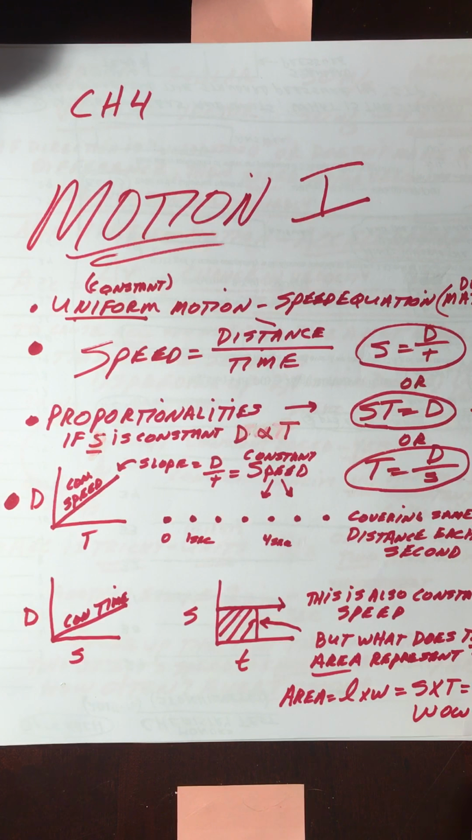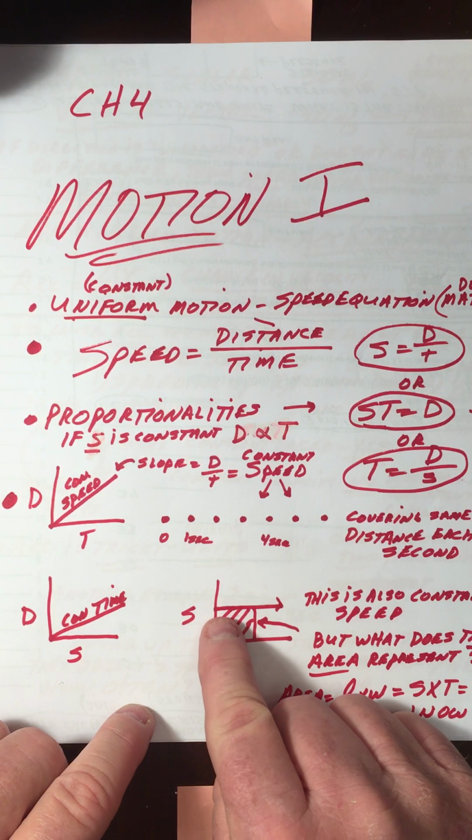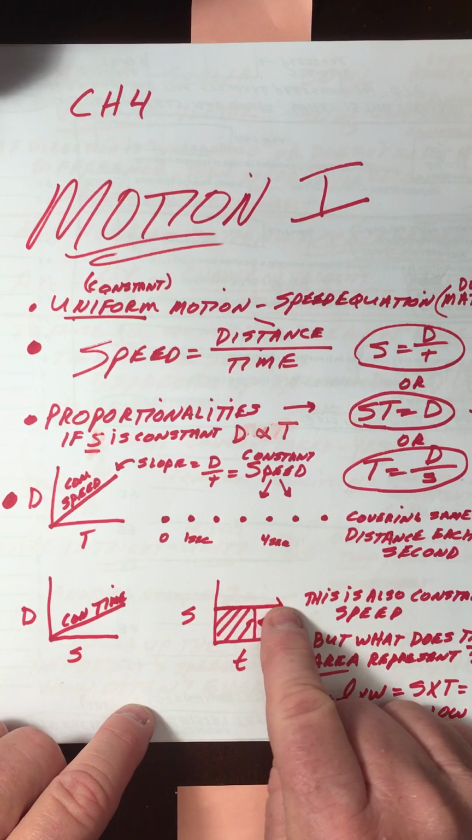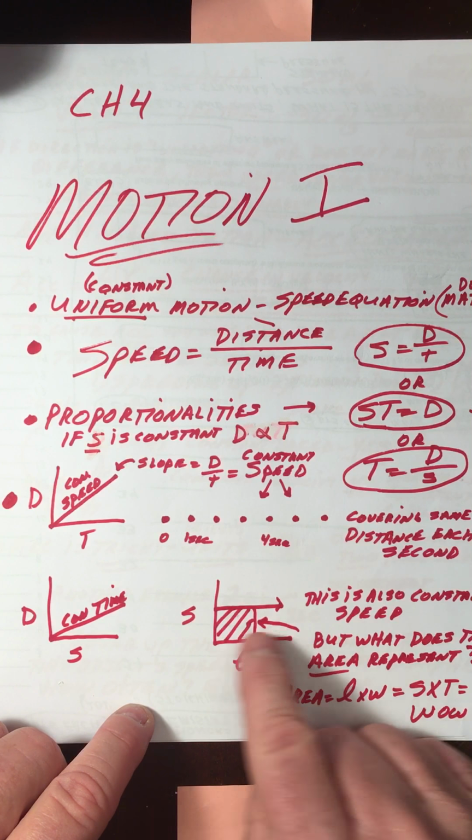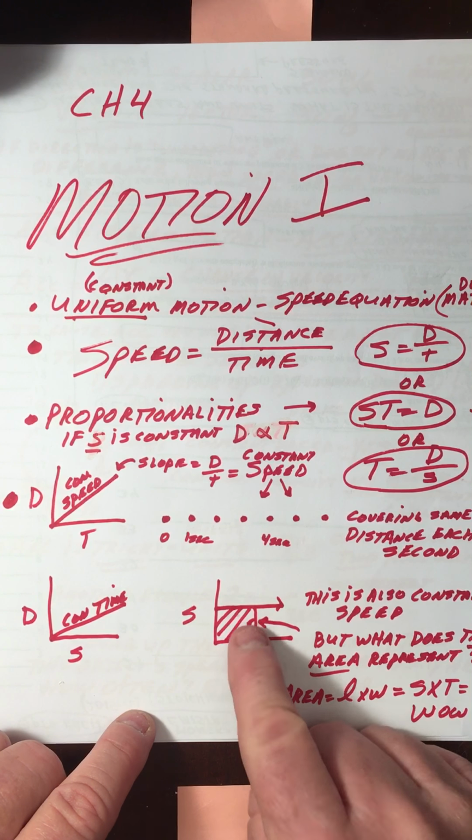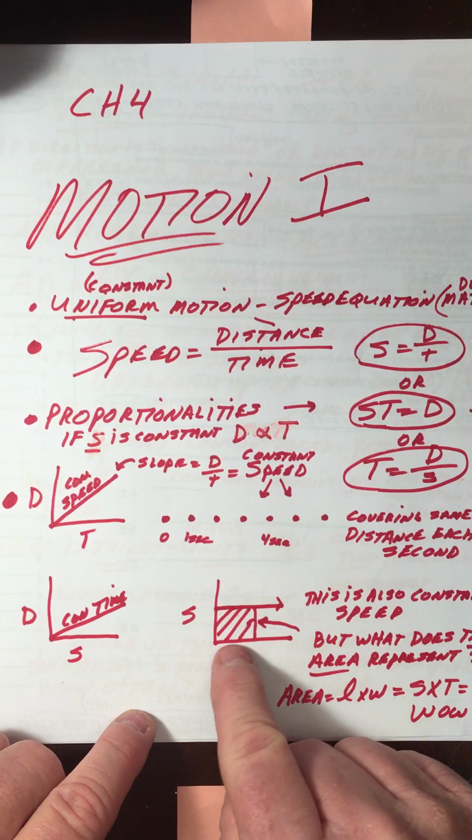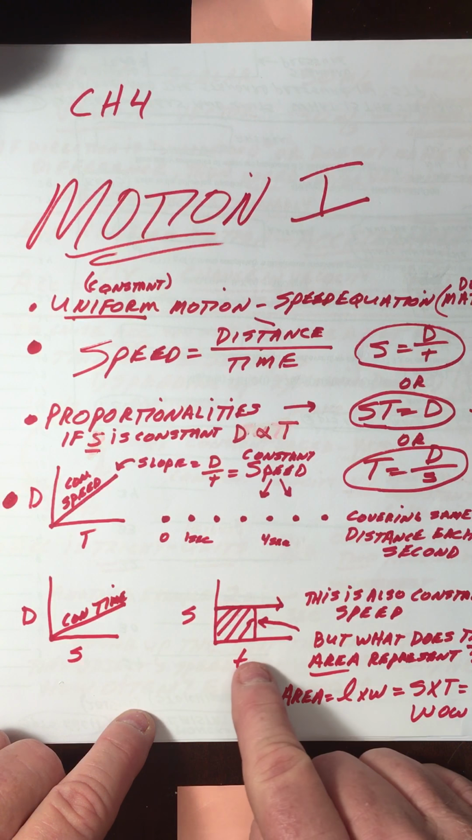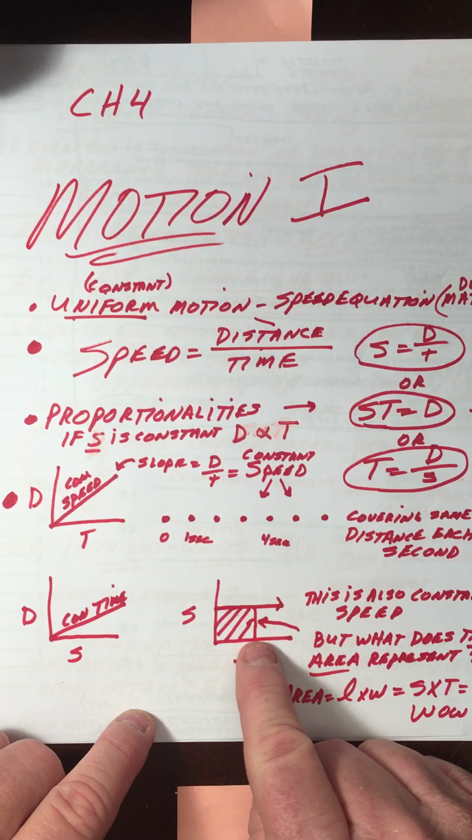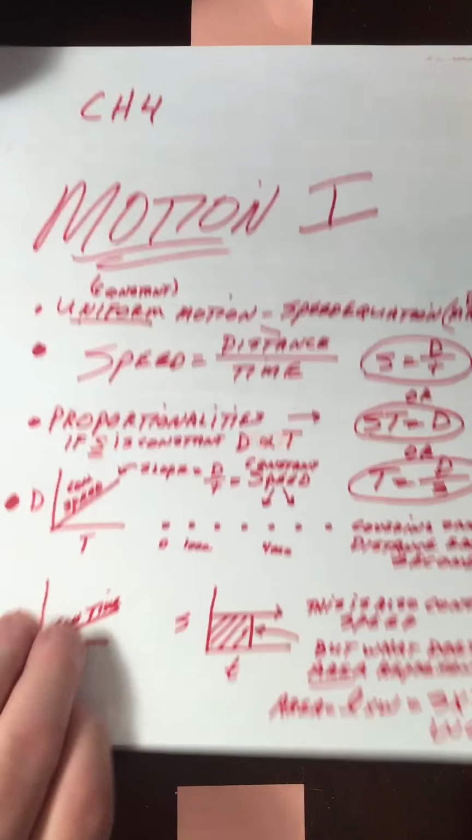Here's a tricky one. This one is speed and time. But notice, if this was 30 meters per second, 30, 30, 30, 30, this is also constant speed. But what's interesting is, what would the area underneath this line be as time went on? Well, the area is length times width. That'd be speed times time. What is speed times time? Distance. Believe it or not, you could actually calculate the distance by doing the area underneath that line.